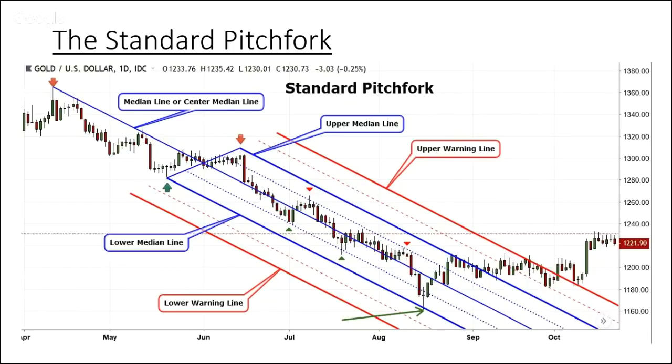Now, pitchforks have three major lines. The first one is what we call the median line, which is your center median line. And then what we'll always have is an upper median line and also a lower median line. You see that we've got these dotted little lines in between here as well. They're basically just a 50% distance between where your center median line and your upper and lower median lines would be. Now, if that's not enough, I also went as far as putting what we call warning lines, which are equidistant from the center to the upper or the center to the lower, and projected above your upper blue median lines and below your lower blue median lines.